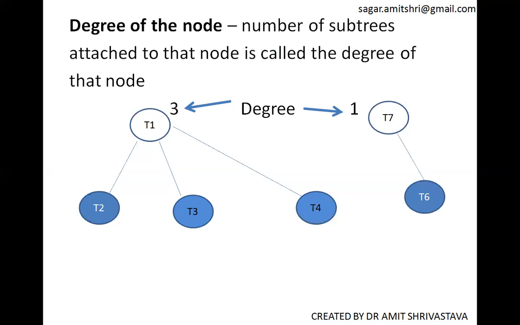Now, degree of the node. Number of subtrees attached to any node is called the degree of that node. Like here in the example, this T1 node is connected to 3 other nodes, T2, T3 and T4. So degree of T1 is 3. Similarly, T7 is connected to one node, that is T6. So degree of T7 is 1.